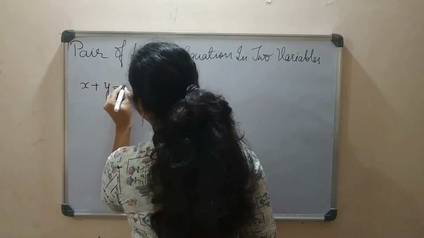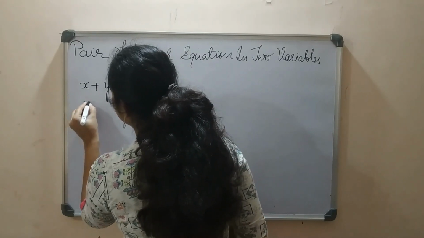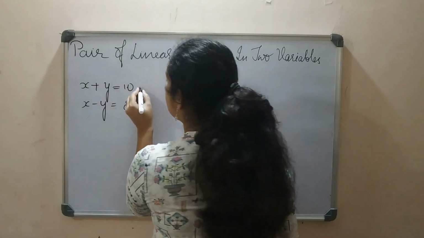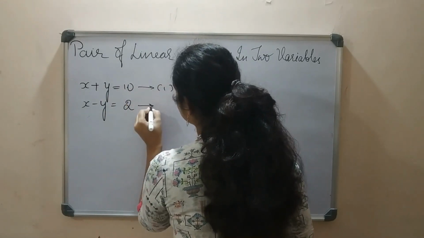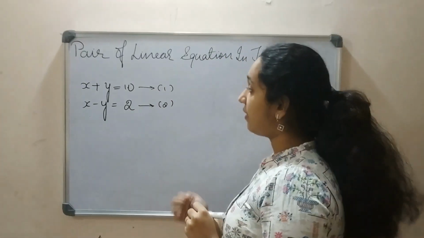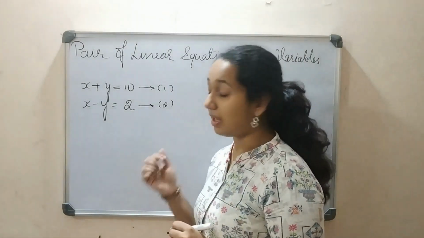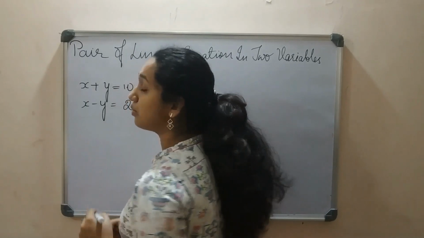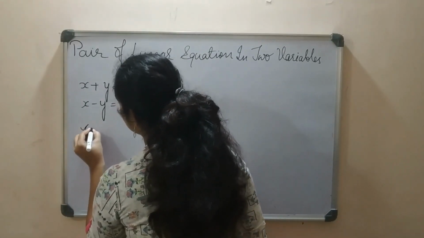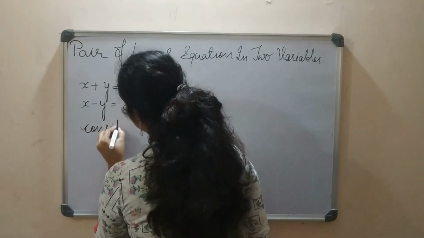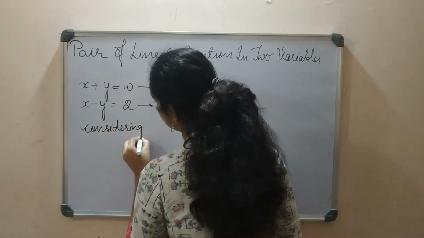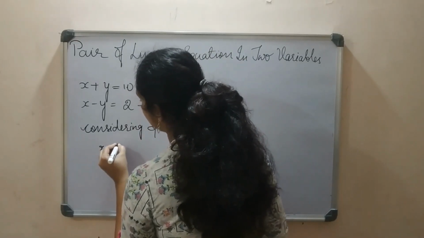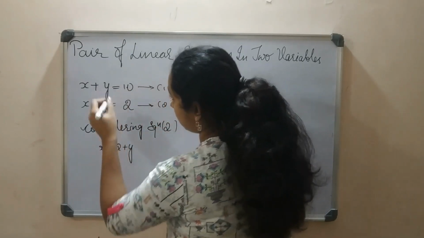x plus y is equal to 10. x minus y is equal to 2. So now I'll consider this as equation 1, and I'll consider this as equation 2. If I solve this, what is the value of x and y I'm going to get? I have to check that. Okay. So here I'll use the substitution method. I'll consider equation 2. So x is equal to 2 plus y. Substituting this in equation 1.